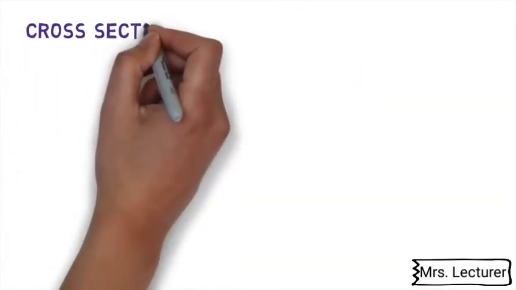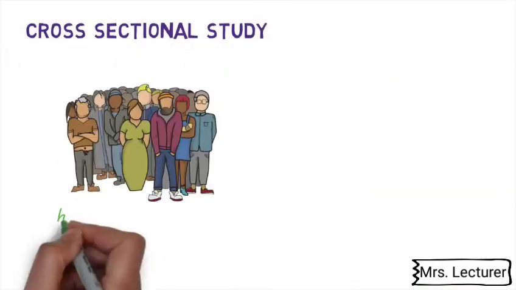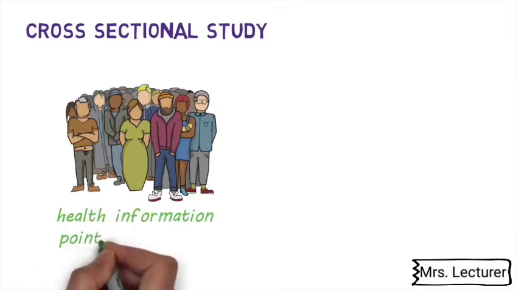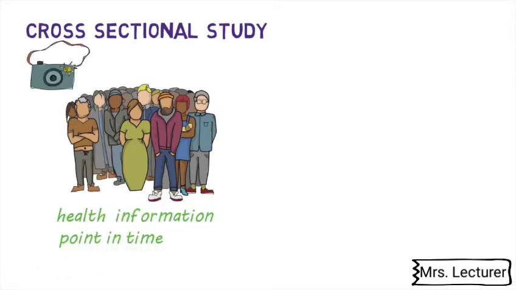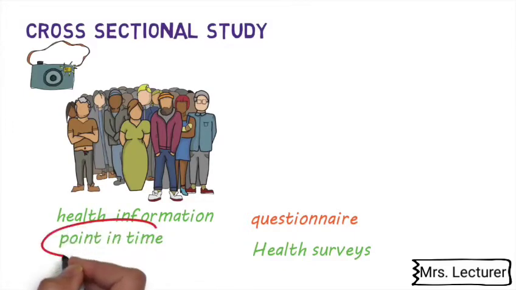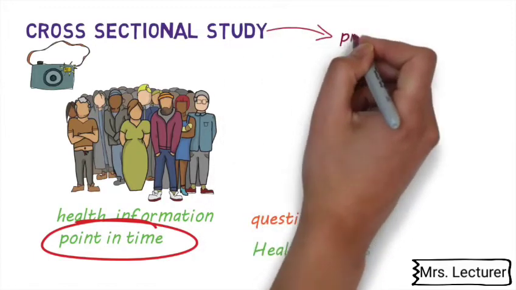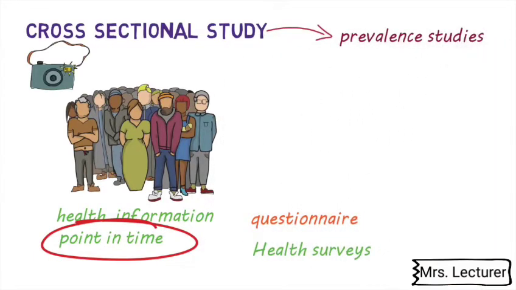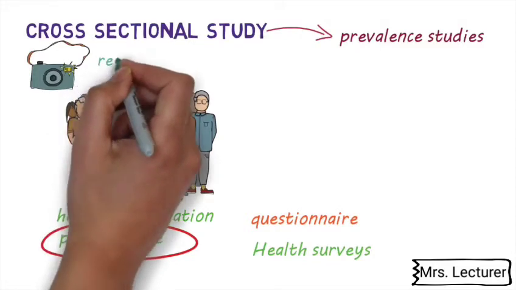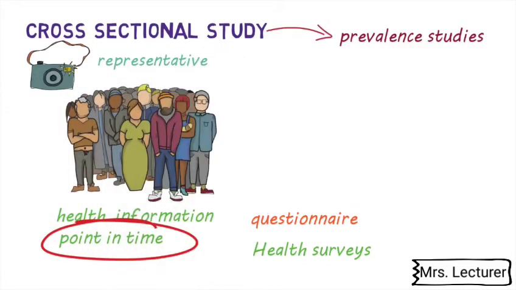A cross-sectional study takes a selected population and measures health information at a given point in time, giving a snapshot of their health. It usually involves asking participants a series of questions using a questionnaire. Health surveys that collect health information about people in a population are an example of a cross-sectional study. Because these studies commonly measure how many people have a disease at a particular point in time, they're also called prevalence studies. It's important to make sure that the selected population is representative of the total population.